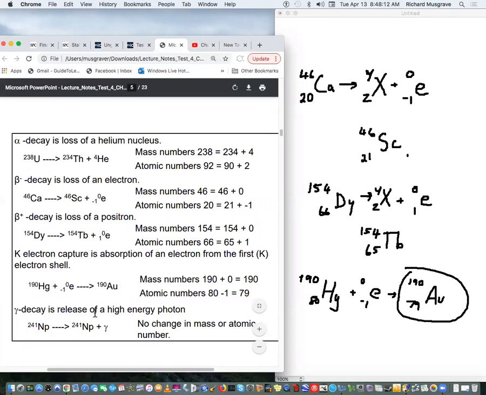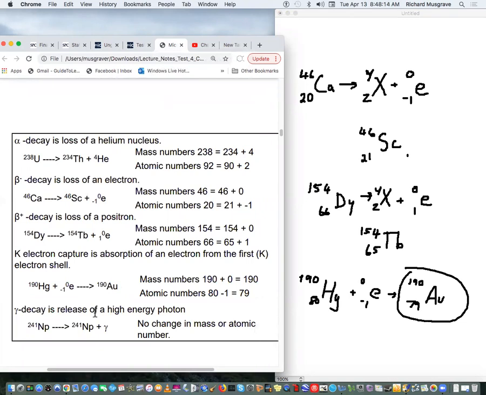The last one is called gamma decay, and you'll notice with gamma decay, it's simply the release of a very high energy photon. So this is used to lower the energy of the system, but there's no change in the mass or the atomic number here. So if you had 241 neptunium and it releases a gamma particle, it's still 241 neptunium, it's just that it has released energy in the form of a photon.